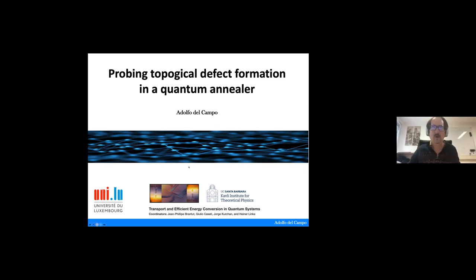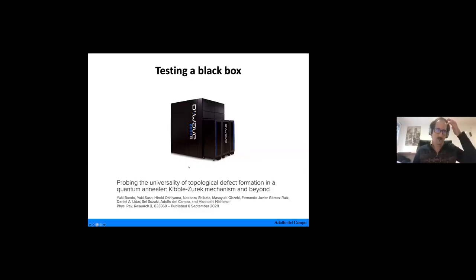So I want to essentially flesh out here the collaboration. This is a large collaboration with the group of Hidetoshi Nishimori and Daniel Lidar, and also my postdoc Fernando Javier Gomez Ruiz. And the idea is you are given a black box and you want to know how it performs, what it actually does.